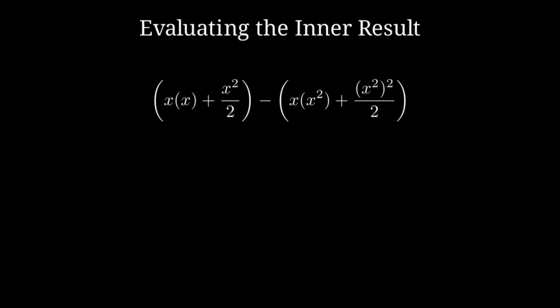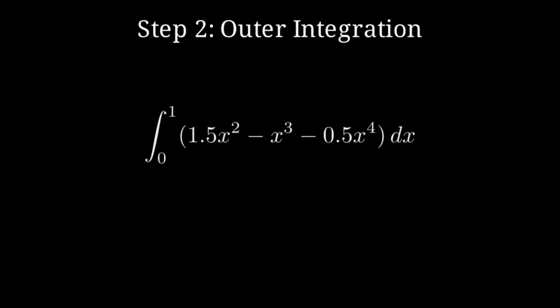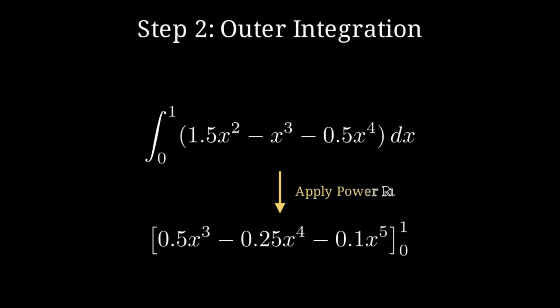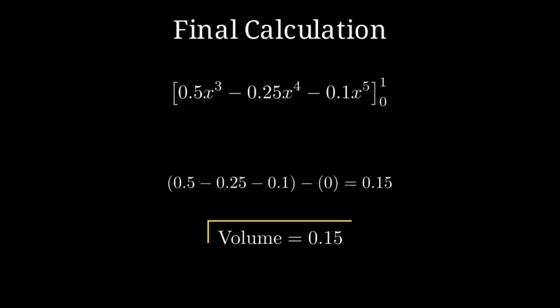Substituting the limits, we subtract the lower evaluation from the upper. After simplifying, we are left with a single variable function of x. This represents the area of a cross-section at any point x. Finally, we perform the outer integration with respect to x from 0 to 1. Applying the power rule to each term, we find the antiderivative that will give us our final numerical volume. Plugging in the limits 1 and 0, we calculate the final value. The volume under the surface over this specific vertically simple region is exactly 0.15 cubic units.